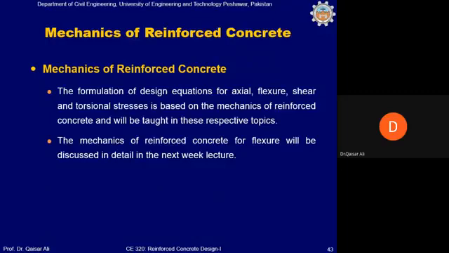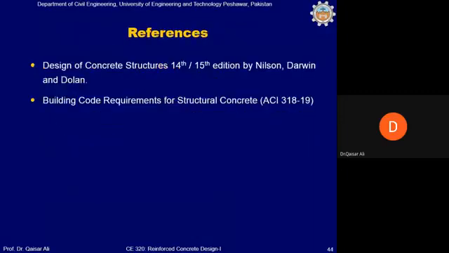The mechanics of reinforced concrete for flexure will be discussed in detail in the next week lecture. This is the end of this lecture. If you have any question, please don't hesitate in asking questions. I'm here to answer your questions.